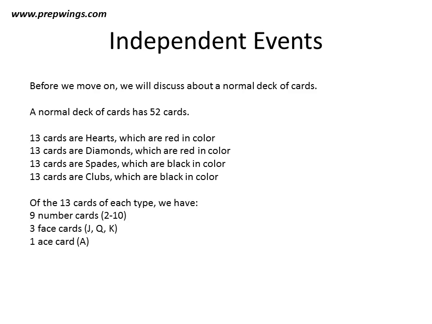So of the 13 cards of each type, meaning either heart, diamond, spades or club, 9 cards are number cards, which are 2 to 10. 3 cards are face cards, which are J, Q and K. Okay, and one card is an ace card for each type. Okay, so this is about cards.